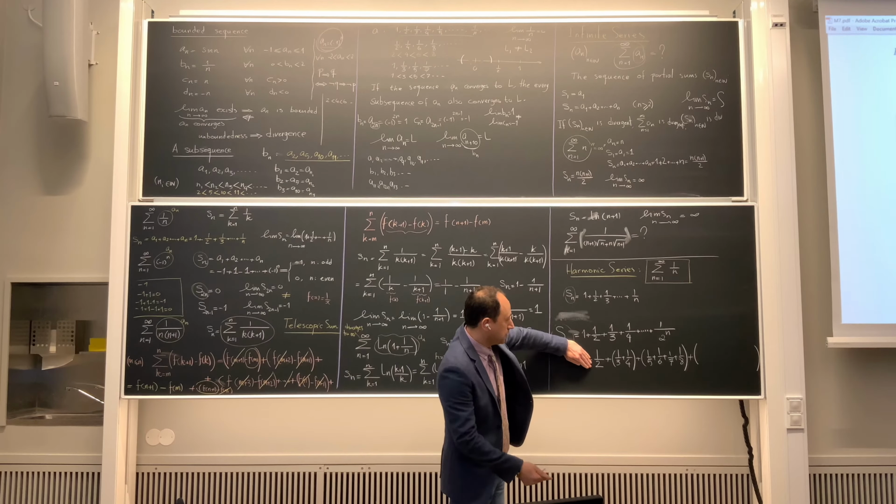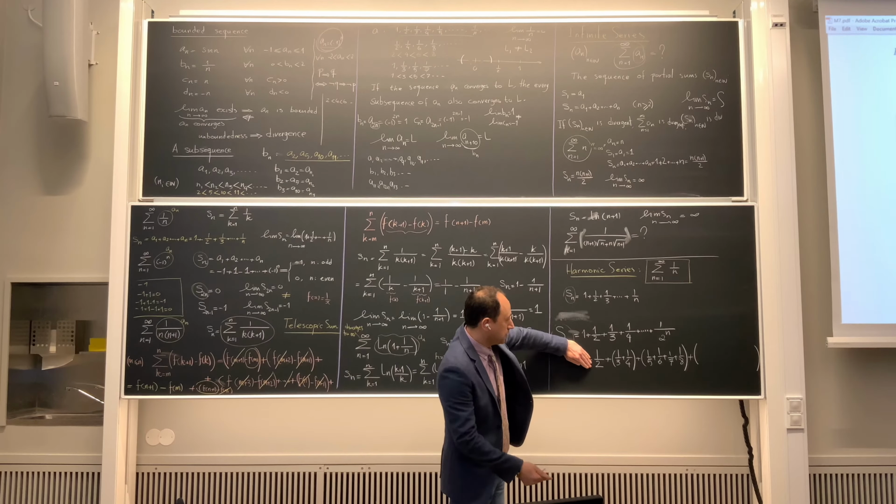Okay, so now what I showed is this. I showed that S sub 2 to the power n is greater than or equal to 1 plus n over 2. This is what I showed for all natural numbers n. Yes? So then I am done. Hopefully you agree with me.